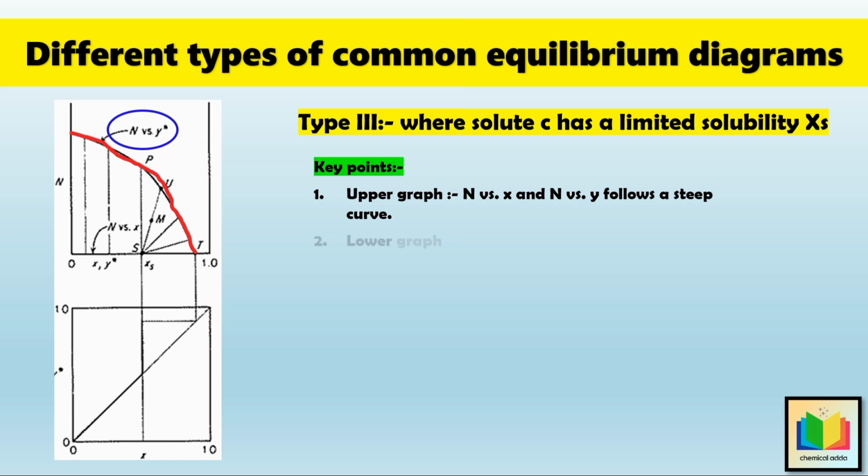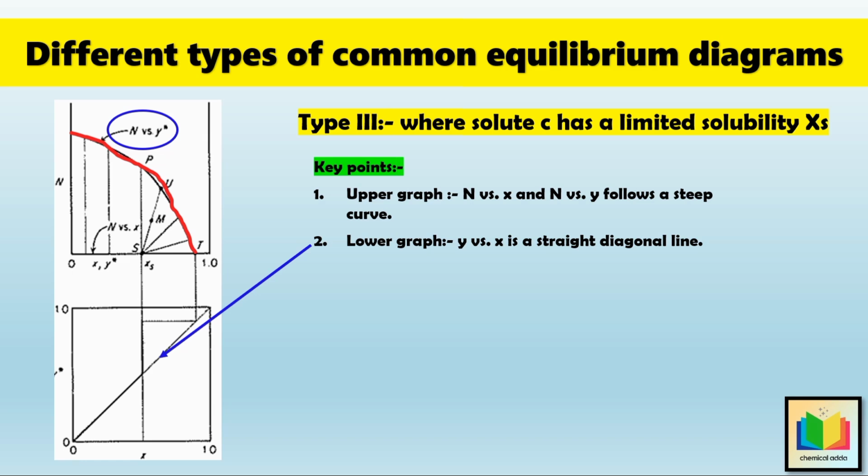Then we can see in the lower graph, the y versus x shows a diagonal curved line, which starts from the origin and rises up to a certain point xs. And beyond xs, no additional solute can be dissolved in the liquid, and the solution becomes saturated. Hence in this case xs is the saturation point.